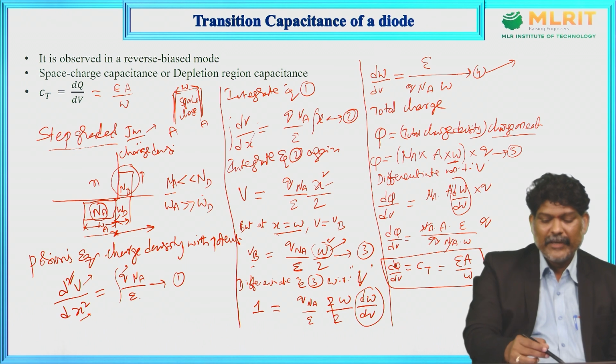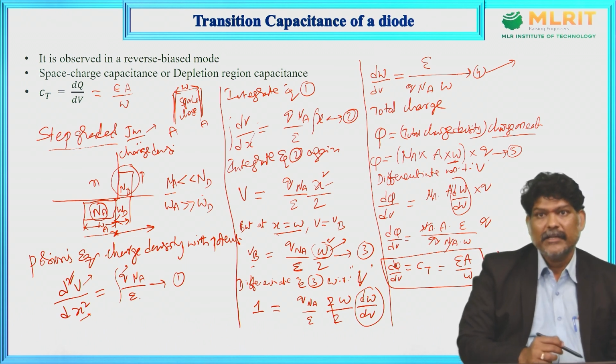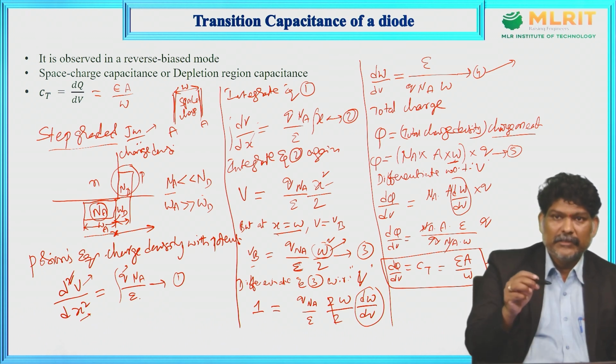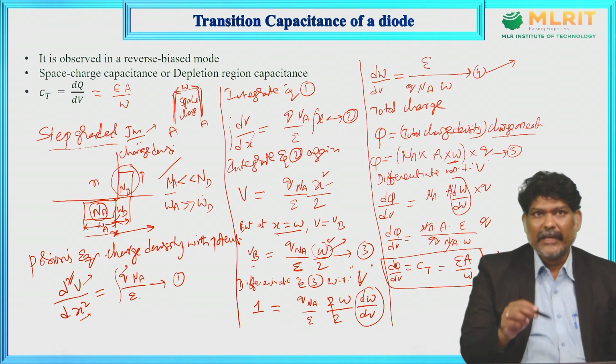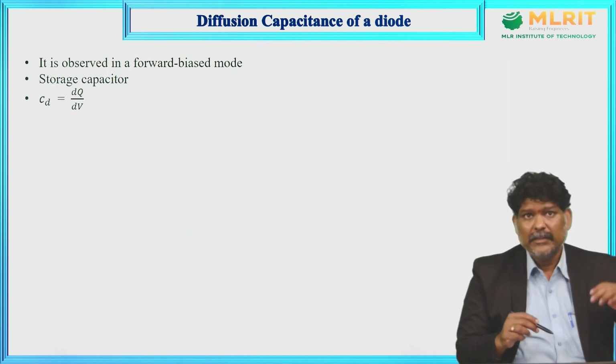So this way you can derive the expression for capacitance. Transition capacitance is particularly observed in the reverse bias condition. Similar to this, we can also find another kind of capacitance in a PN junction diode, that is called diffusion capacitance.